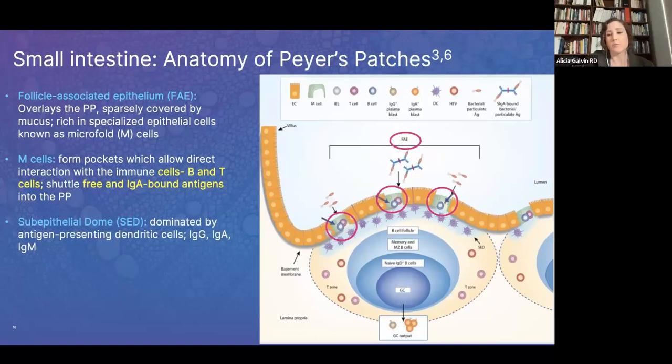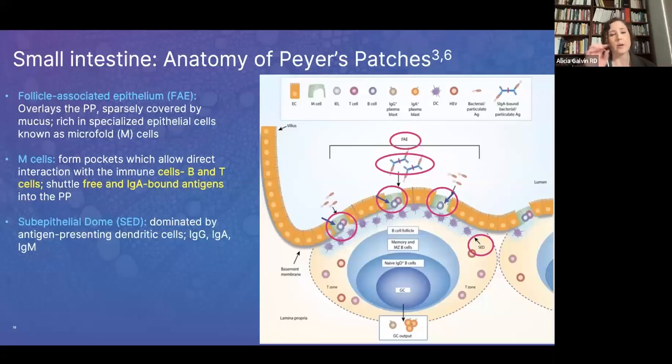You then have those B and T cells, and then you have this SED, or the subepithelial dome, which is where you have your dendritic cells. Dendritic cells are our antigen presenting cells. So when something comes in, the dendritic cells are constantly sampling to say, okay, friend or foe, and then they go and present it. And then that's when we have the various immune responses that happen to either deal with that antigen or to say, nope, we're good, you're fine, it's just a chicken protein.